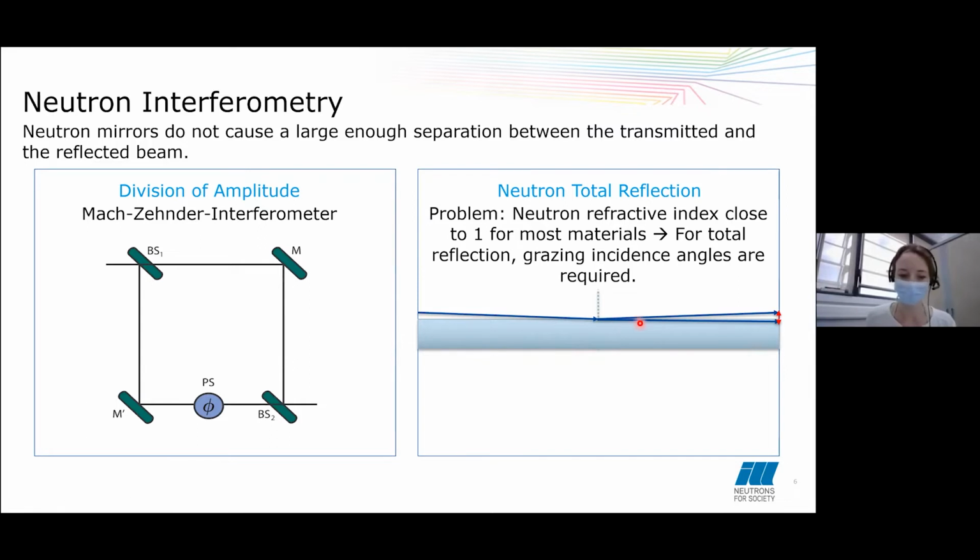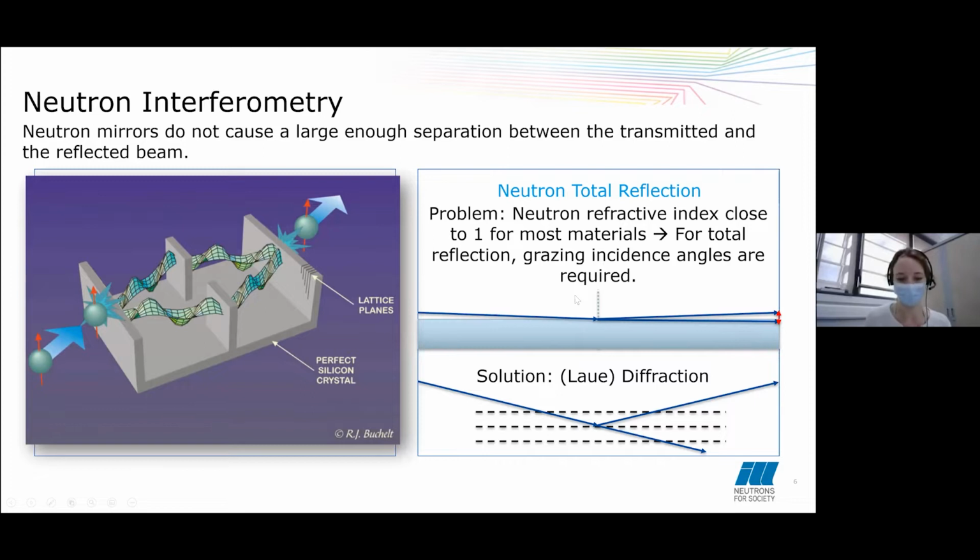This produces only a very small beam separation, but in order to place a sample in only one of the beams, a large beam separation is needed. This problem was overcome by the development of a perfect silicon crystal interferometer in 1974. It is based on Bragg diffraction, Laue diffraction of an incident neutron beam, with part of it being transmitted and part of it being reflected by the crystal lattice plane.